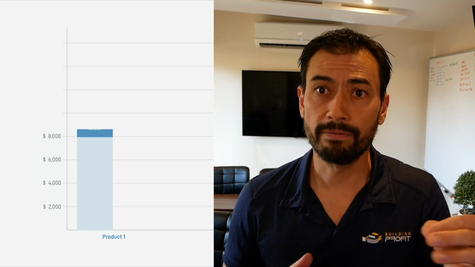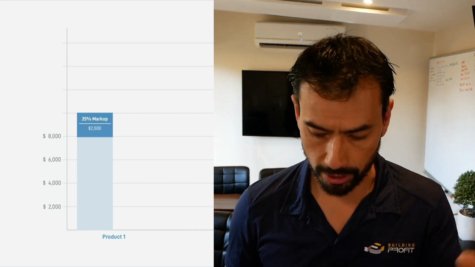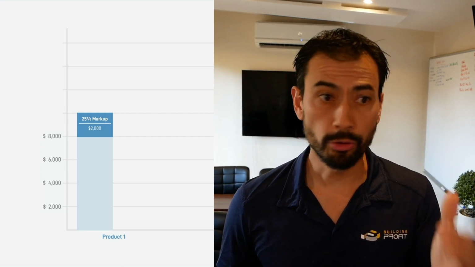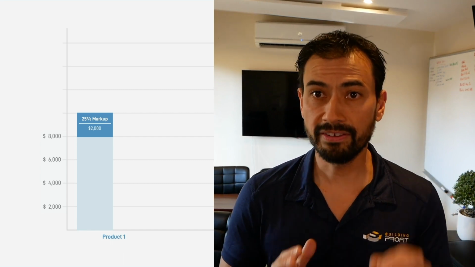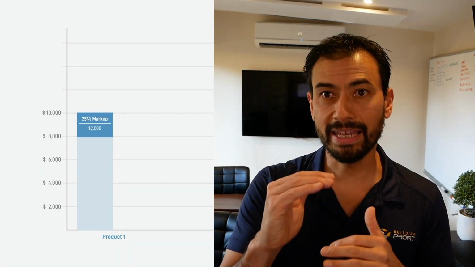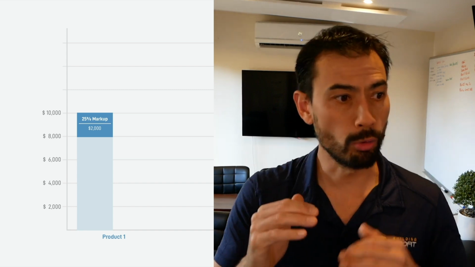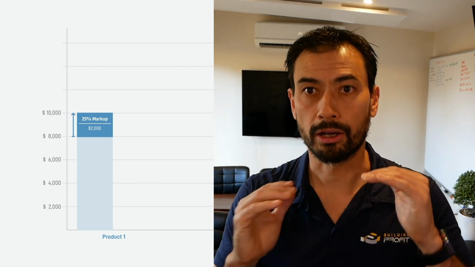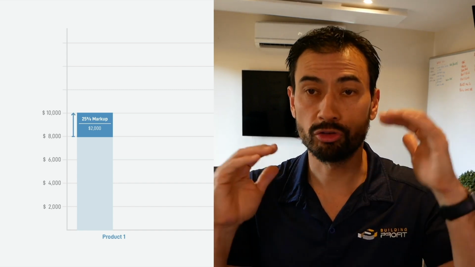And then we go and put a 25% markup on that product. Well, 25% of $8,000 is $2,000. So we're putting $2,000 on the top of that, and this is our markup. The reason it's called markup is because we're marking up the original cost price. We're working forwards from the cost and we're marking it up by 25%.